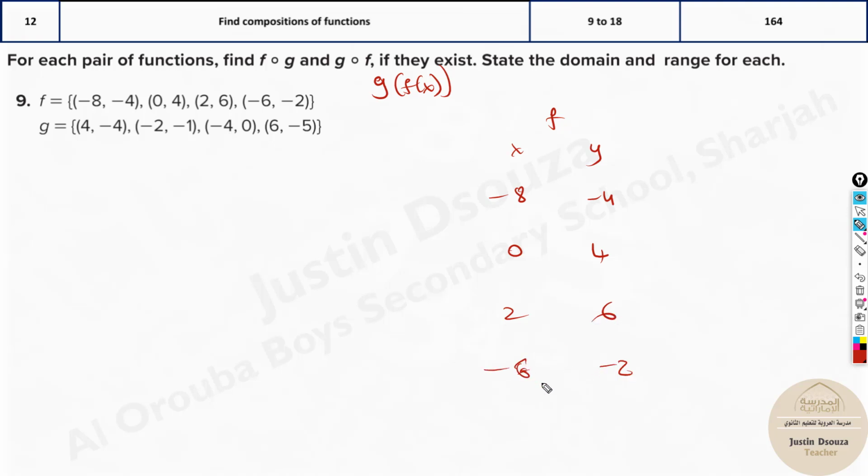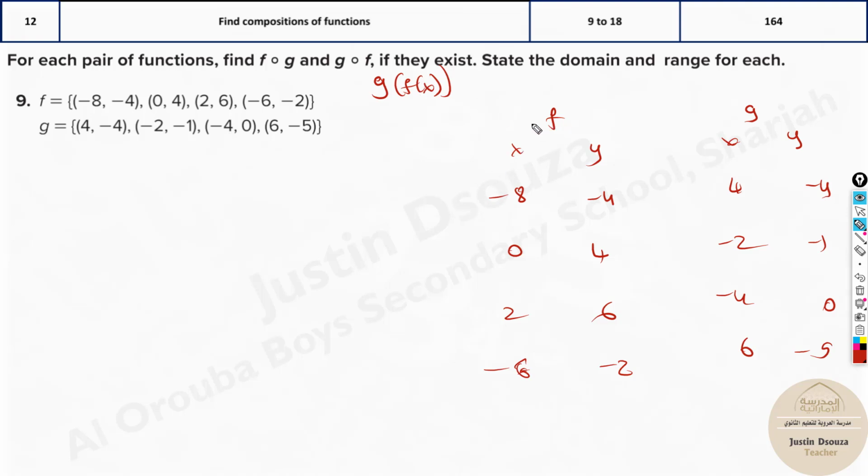Now I'll show you the arrow method from the table itself. Okay, x and y. Over here we have 4, minus 4, minus 2, minus 1, minus 4, 0, 6, minus 5. If you can analyze like this also, it's okay. So you should just put this value where it matches. Over here there is answer, so you can, but it's trickier. This is much easier. Now let's look.